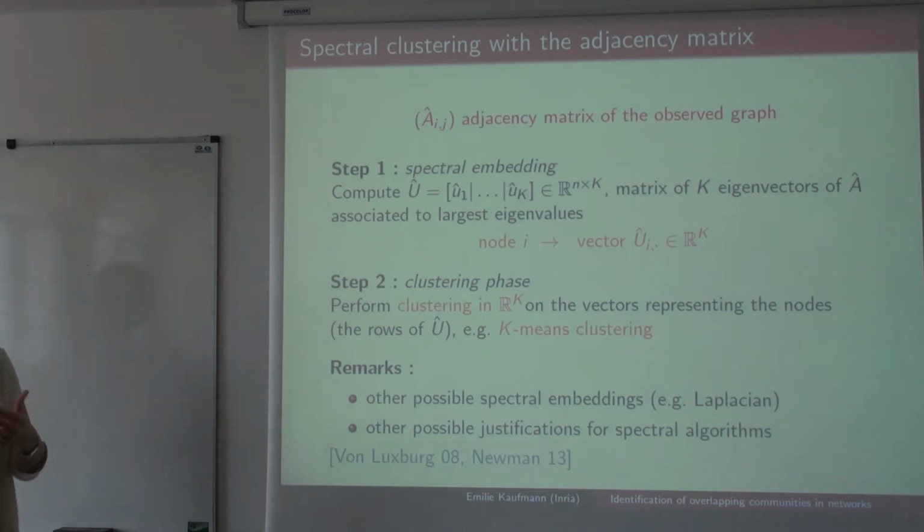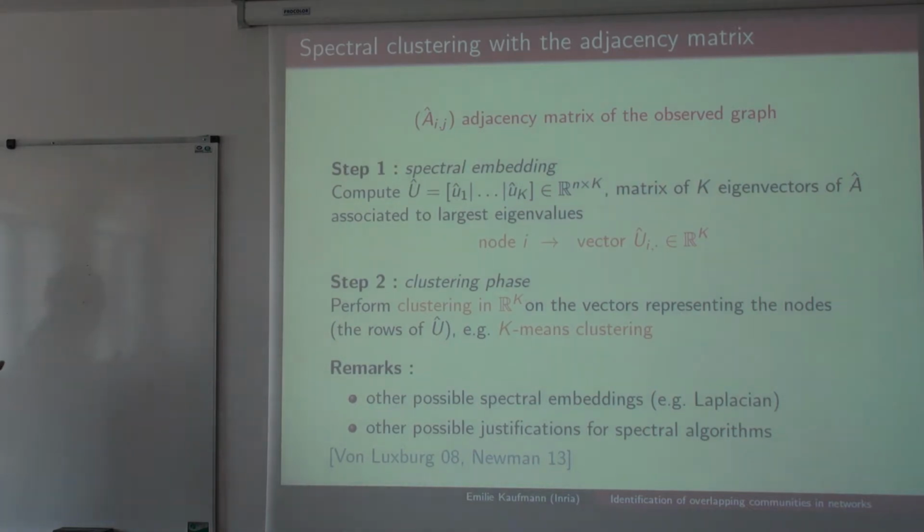And now, if there was not this hat notation, you would just group the nodes according to their rows, so according to their representative. And here you do this approximately, that is, you are going to perform clustering in R^k of these vectors. So this is a spectral algorithm. First, spectral embedding, because this matrix uses the eigenvectors of the matrix, and then a clustering phase to recover the communities.